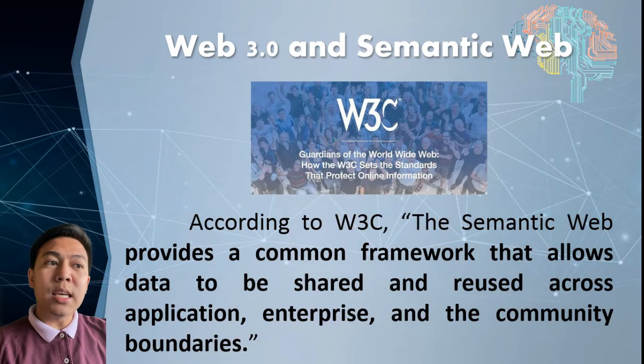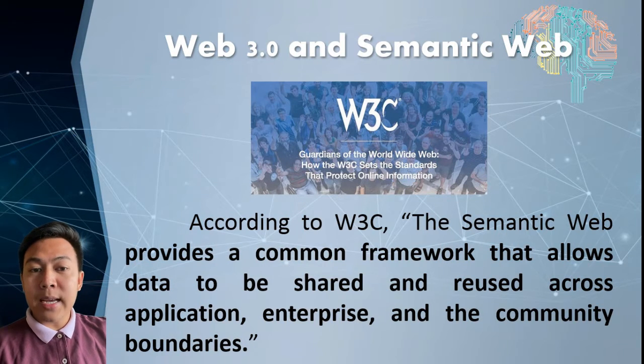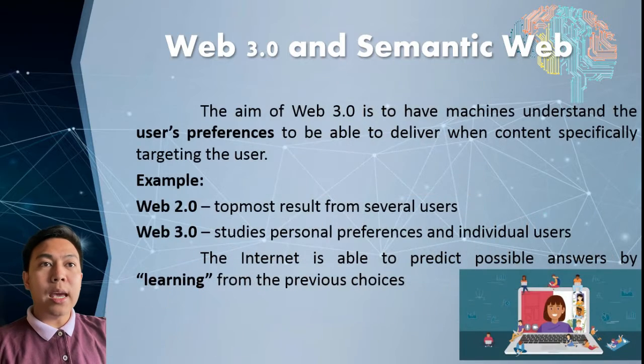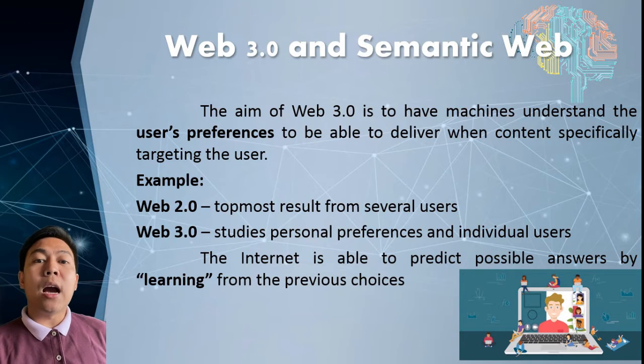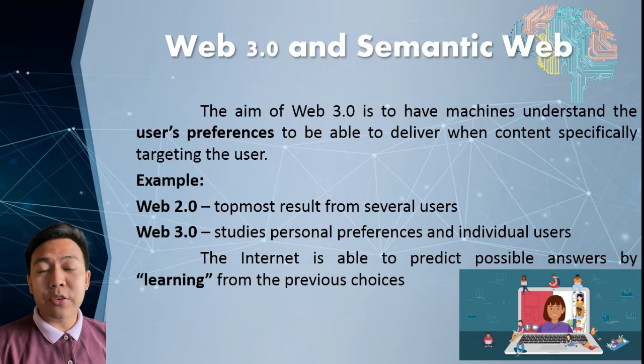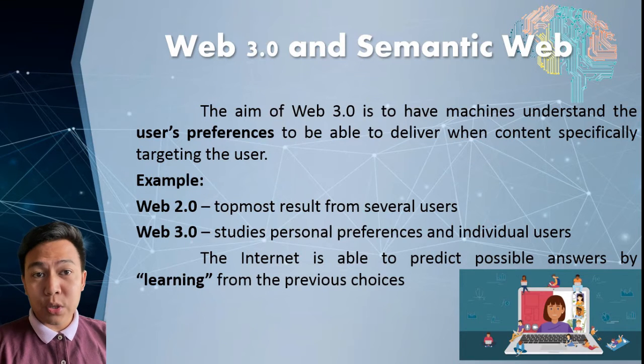According to W3C, the semantic web provides a common framework that allows data to be shared and reused across platform, enterprise, and community boundaries. So the aim of Web 3.0 is to have machines understand the user's preferences, meaning Web 3.0 enables delivering content specifically targeting the users.